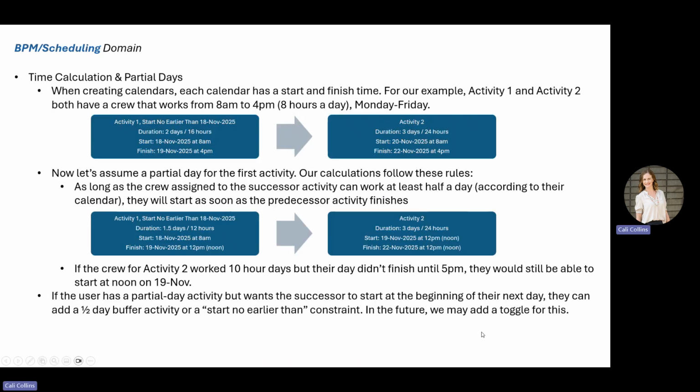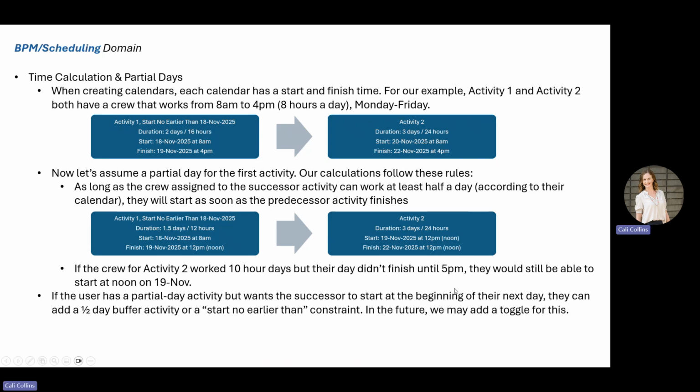And now the last section that we'll be looking at is what to do for time calculations and partial days. So we are also adding in the ability to tag the start and finish time for each day when you're creating your calendars. So for this example, activity 1 and activity 2 are both tagged to calendars that work from 8 a.m. to 4 p.m. Monday through Friday.